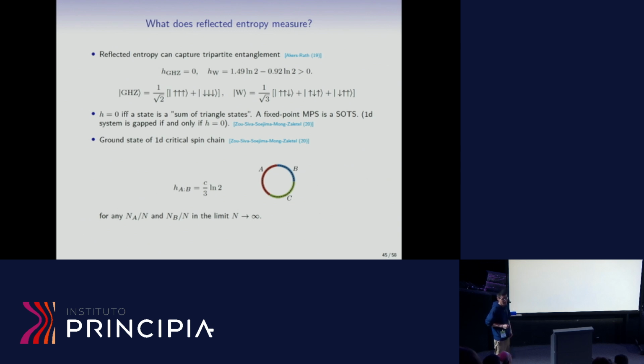So that is the indication that reflected entropy may be sensitive to particular kinds of tripartite entanglement, so it may be useful to distinguish different kinds of tripartite entanglement. Have different symmetry properties also. Yeah, yeah. So in some sense, this is sensitive to symmetry?